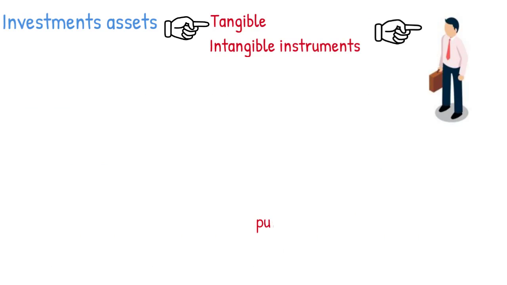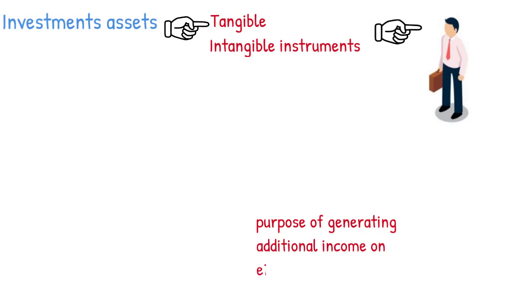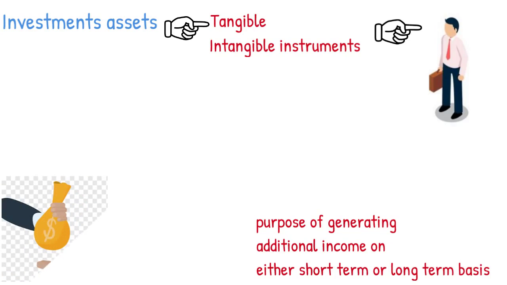Investment assets include both tangible and intangible instruments which investors buy and sell for the purposes of generating additional income on either a short or a long-term basis. Simply put, an asset class is a grouping of comparable financial securities. For example, IBM, MSFT, AAPL are a grouping of stocks.